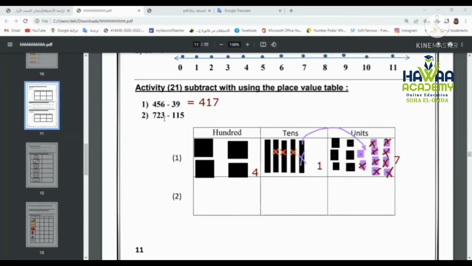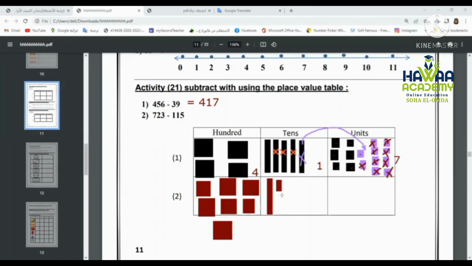And now we have a different one. We have 723 minus 115. Let's make it together. So we have to make the 700 first. Here's 1, 2, 3, 4, 5, 6, and 7. So here is the 700. And 20, let's make it. Here's 1 and 2. 23, so here's 1, 2, and 3. The next step will be what? Will be subtraction. Taken away.